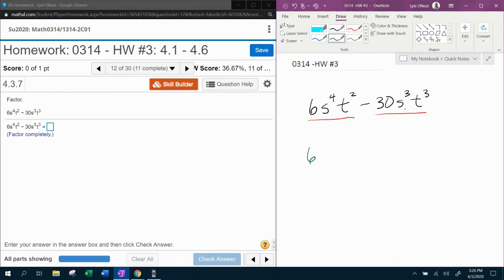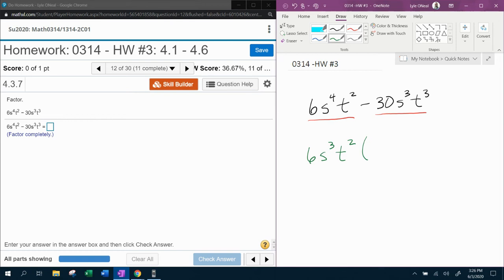I also noticed that these terms both have an s, and when they have the same variable, you can take out the smallest power. Between the two powers, the smallest power is 3. They also have in common a variable t, so we can take out the smallest exponent, which is t squared, and that is the greatest common factor. In other words, that is the most stuff that I'm going to be able to factor out of these two terms.